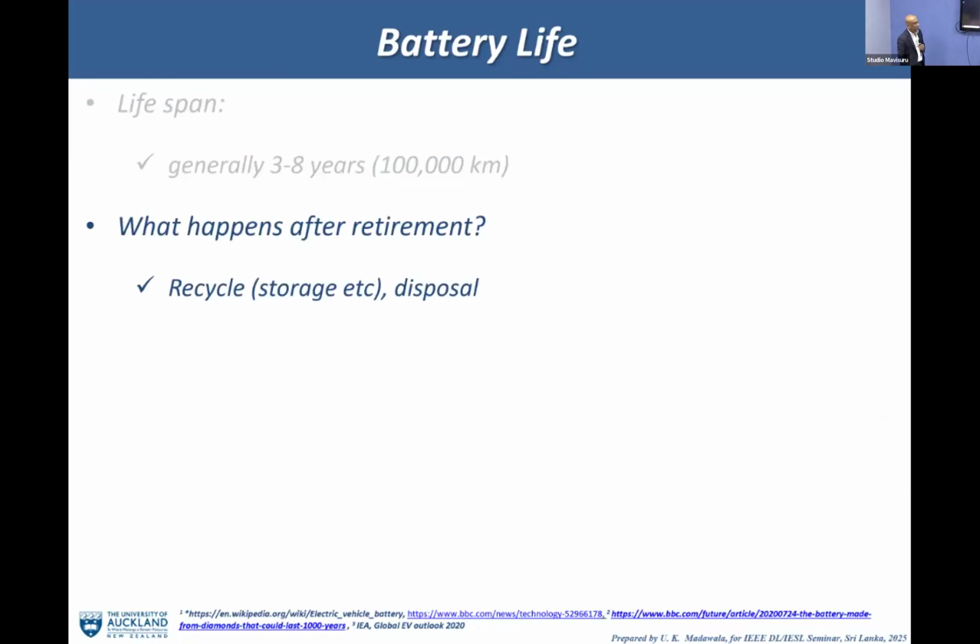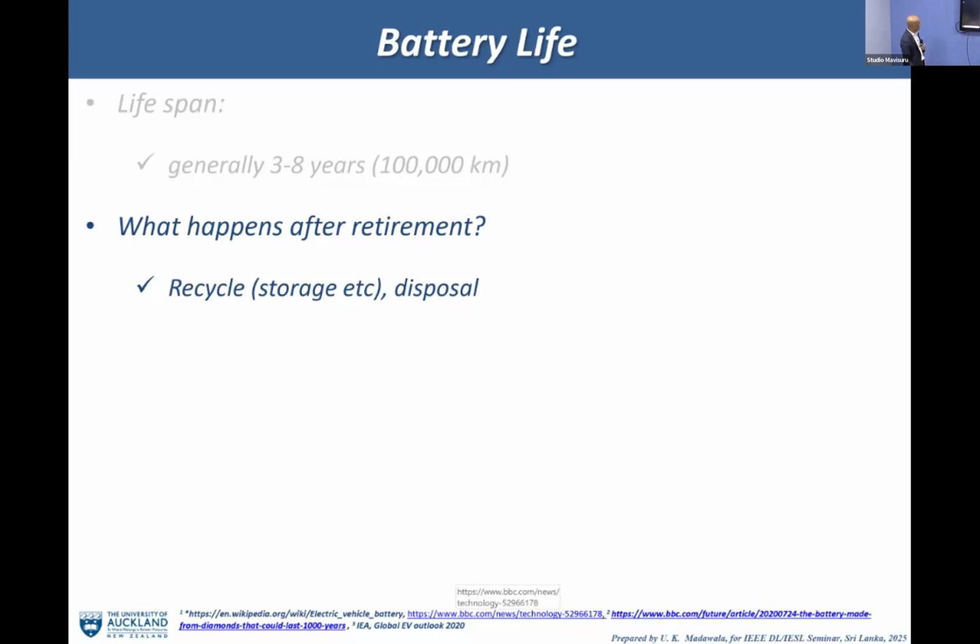So the question is, when it reaches the end of life, or retirement, what are you going to do? One option is to recycle. In other words, we can recover some of the components and use them again for different applications, especially for energy storage. Or else we dispose of it.